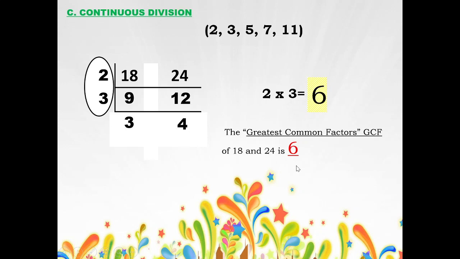Okay? So, very simple lang naman siya. So, ginamit natin yung listing, yung prime factorization, and the continuous division. The same lamang yung GCF na nakuha natin, which is 6.